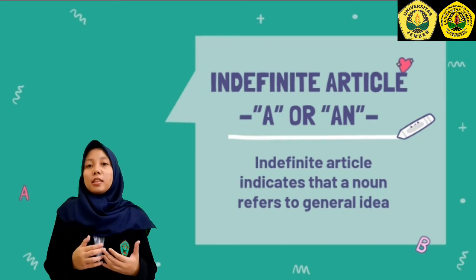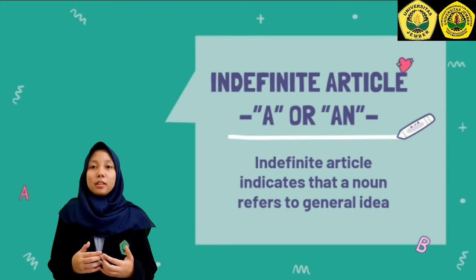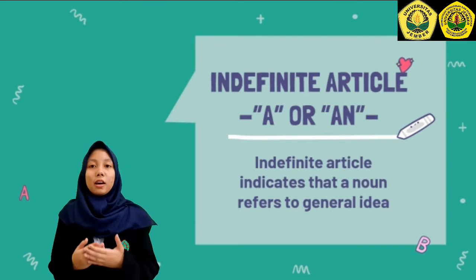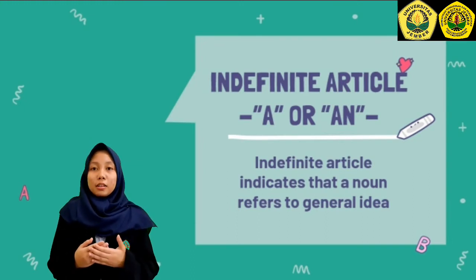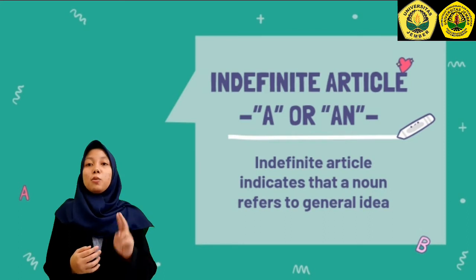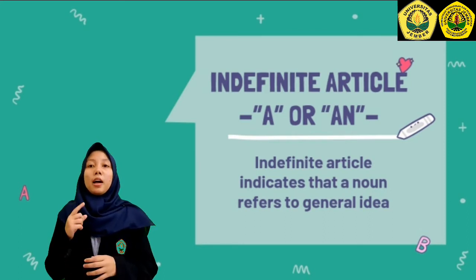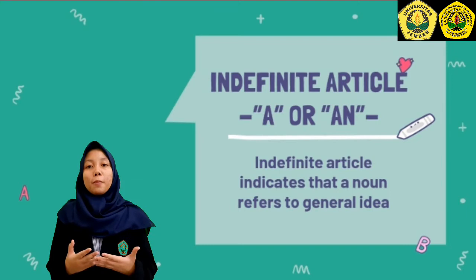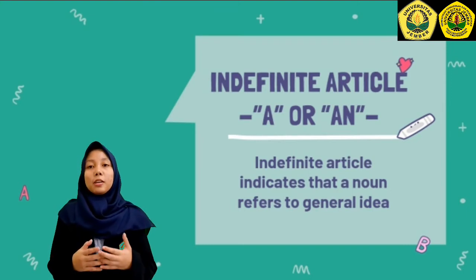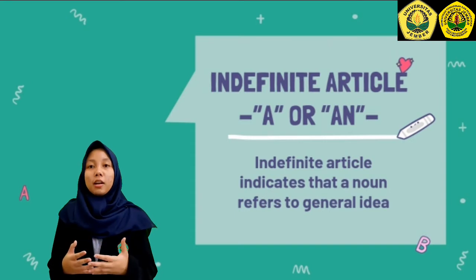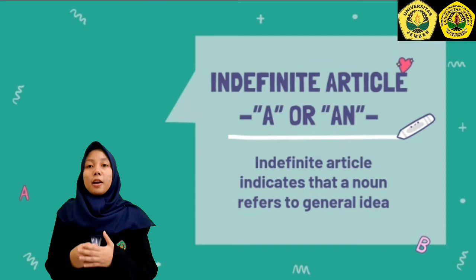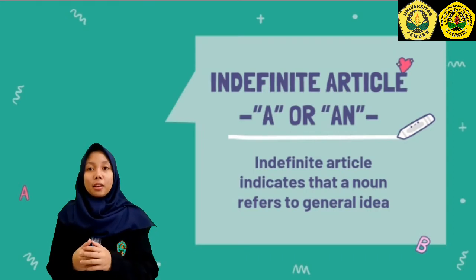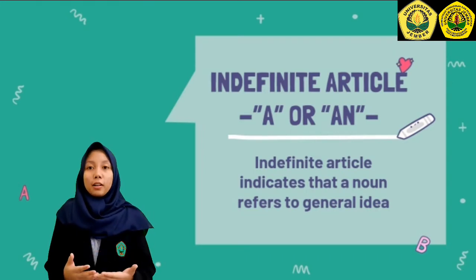Jadi, di sini tipe yang kedua dari artikel disebut sebagai indefinite article. Indefinite article itu terbagi menjadi dua. Yang pertama adalah a. Nah, kita menggunakan a jika pelafalan dari huruf pertama itu menggunakan konsonan. Dan kita akan menggunakan artikel an jika pelafalan pada huruf pertamanya itu menggunakan vokal.